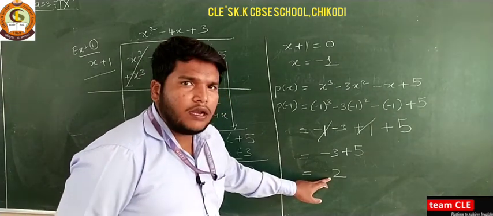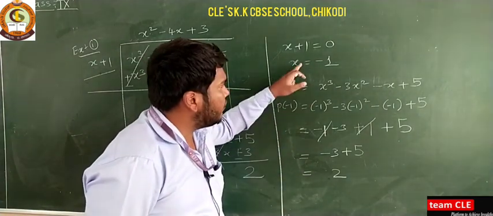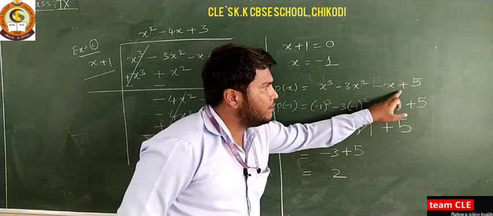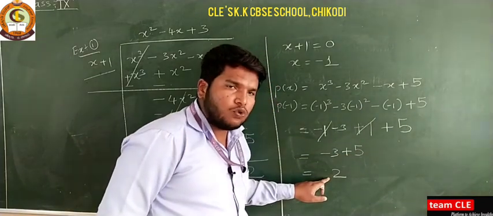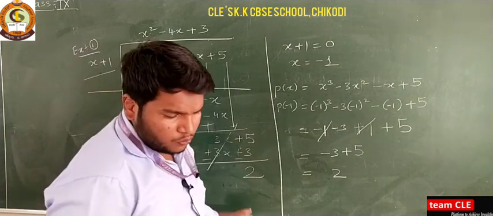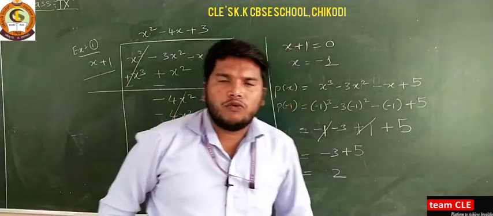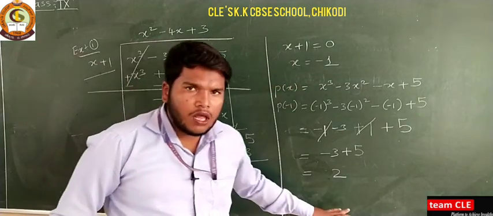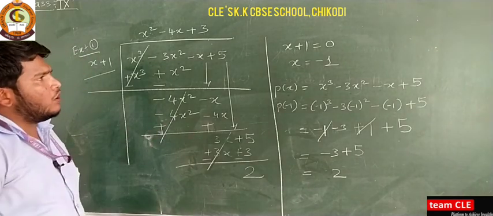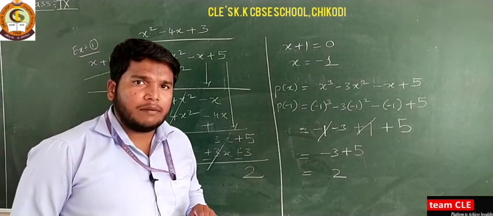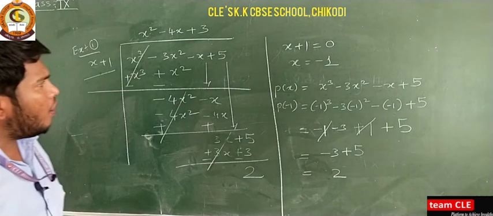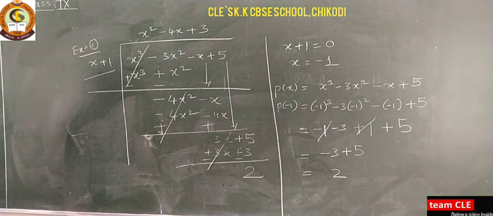So by using the remainder theorem, if we equate to 0 and substitute x equals minus 1 in the given expression x cube minus 3x square minus x plus 5, we get the answer as 2. Similarly, using the factorization method also, I get the remainder as 2. So you can use whichever method you want, either the remainder theorem or the factorization of polynomials. These are the two concepts. Please note down, go through these problems, solve them and write them in your notebook.